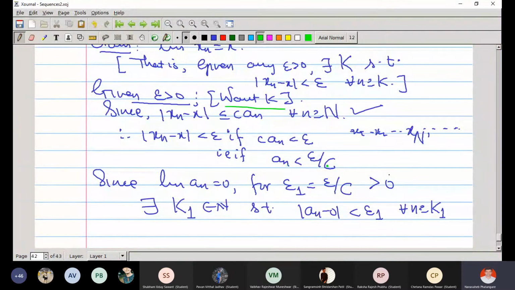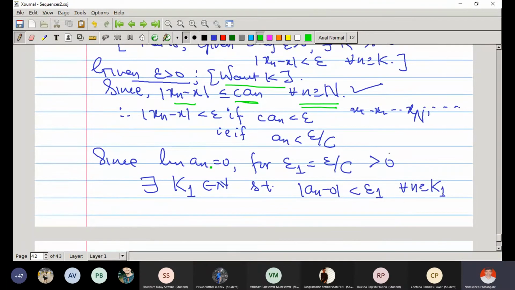But that is possible if |xn minus x| is less than c times an. When is it possible? When n is greater than capital N. So if both of the conditions are satisfied, an is less than epsilon by c, and |xn minus x| is less than c times an, then we'll get that |xn minus x| is less than epsilon.